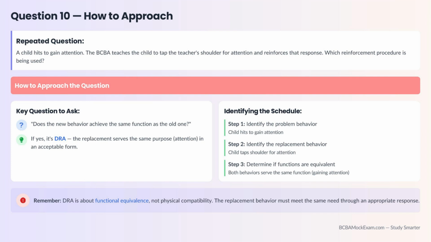To identify DRA, go through 3 steps. Step 1. Name the problem behavior and its function. In this case, hitting to gain attention. Step 2. Name the replacement behavior, tapping the teacher's shoulder. Step 3. Ask, does the replacement behavior achieve the same function in a socially acceptable way? If yes, you are looking at DRA. Notice that we don't require the behaviors to be physically incompatible. The focus is on meeting the same need using a better response.